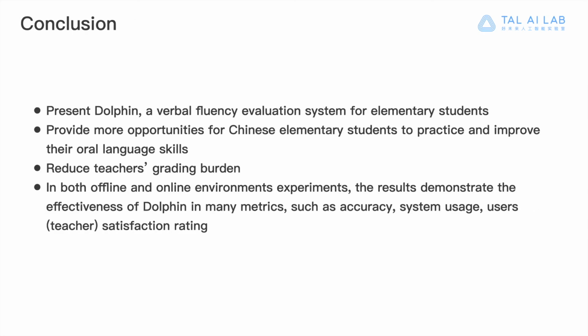In this paper, we present Dolphin, a spoken language proficiency assessment system for elementary education. Dolphin provides more opportunities for Chinese elementary students to practice and improve their oral language skills. In both offline and online experiments, the results demonstrate the effectiveness of Dolphin in many metrics, such as accuracy, system usage, user satisfaction rating, and so on.